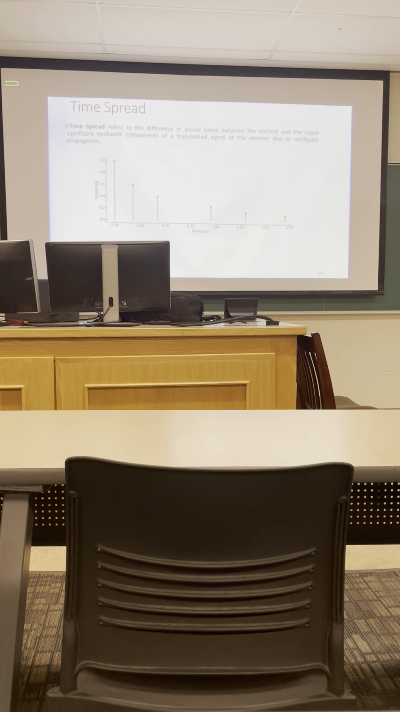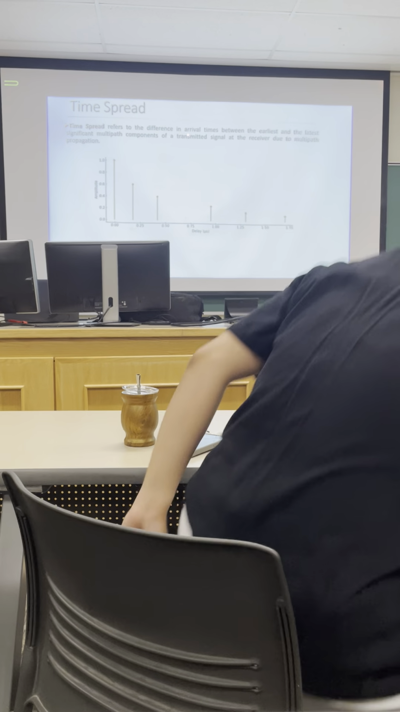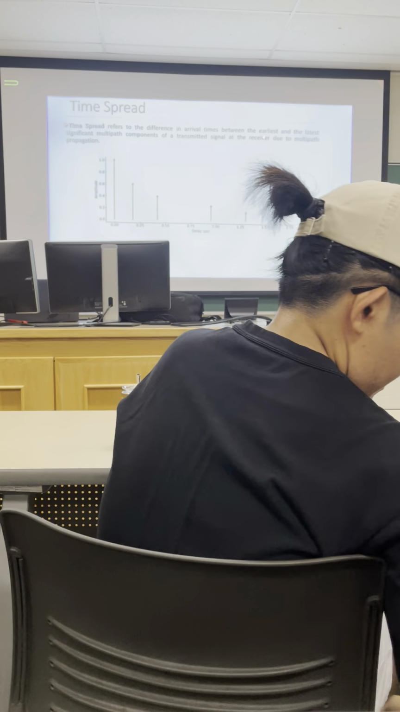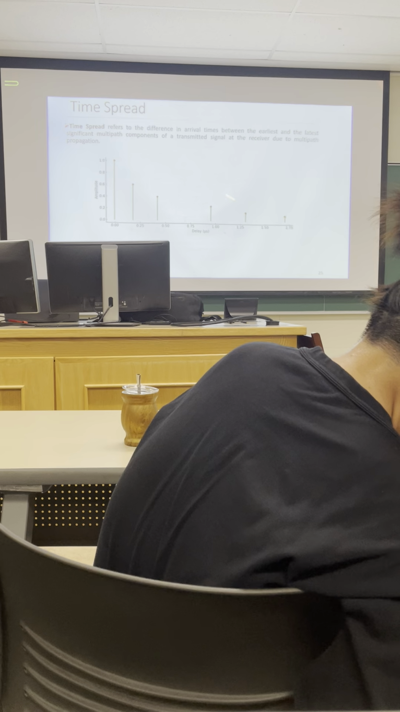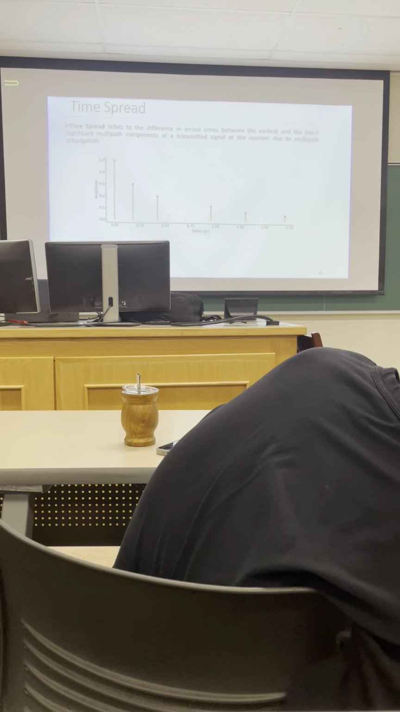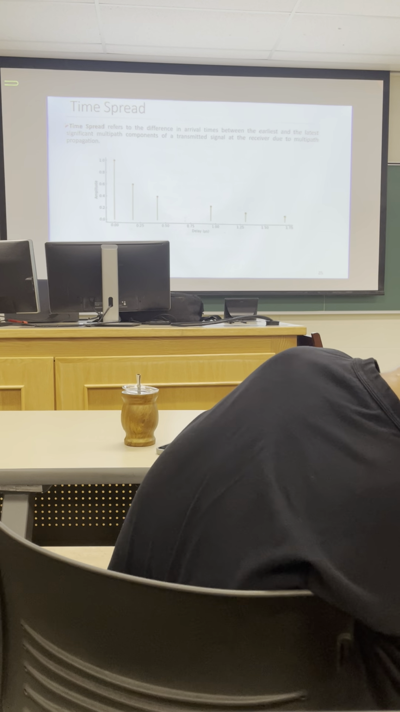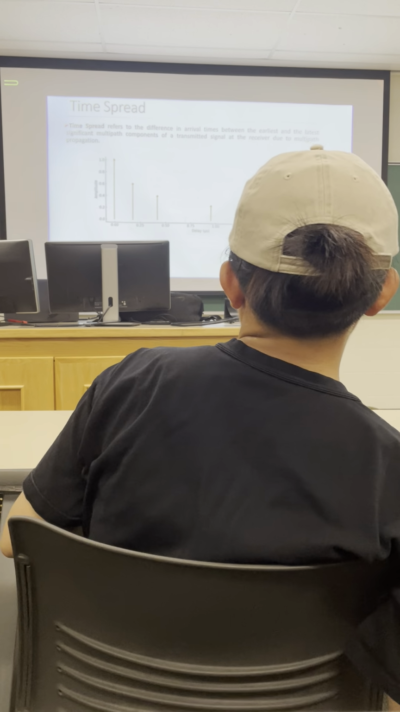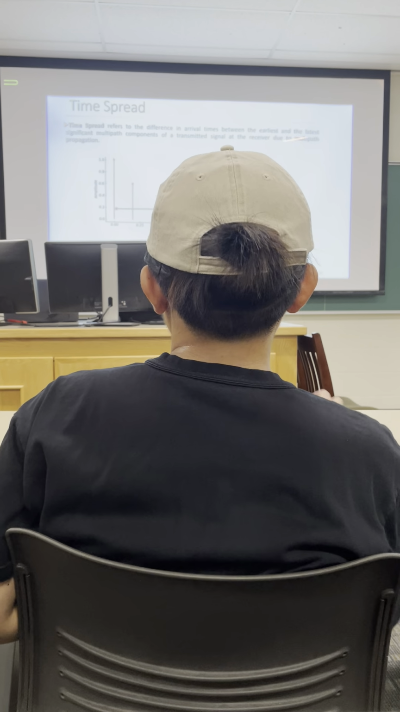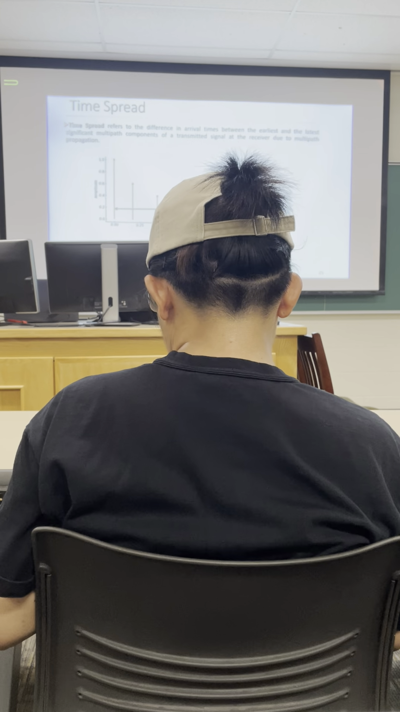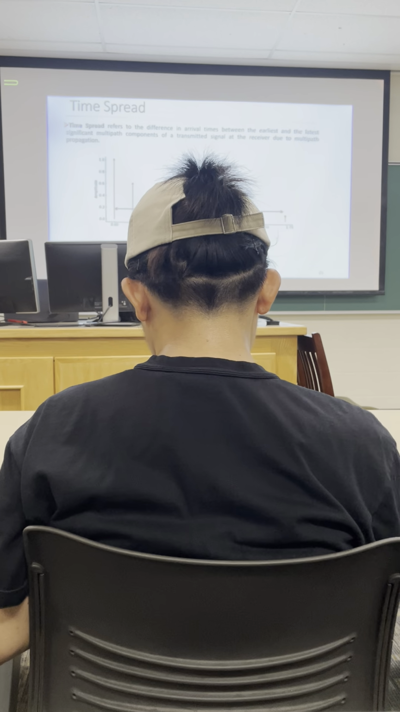So again, this is from 2 lectures ago. We have the time spread. The time spread is the difference in arrival time between the earliest one here and the latest significant one, right? The latest significant is not the latest one, because the latest one might be very weak. But the latest significant one, okay? This is due to the multipath, which we discussed in more detail 2 or 3 lectures ago.